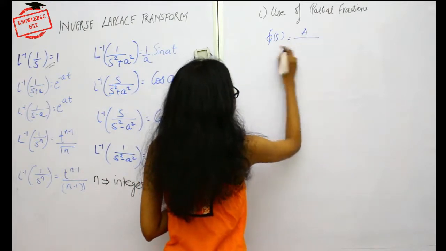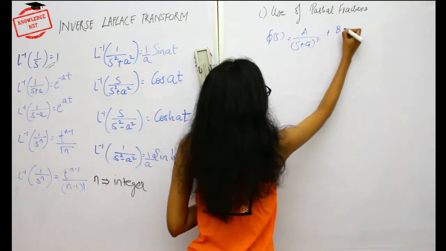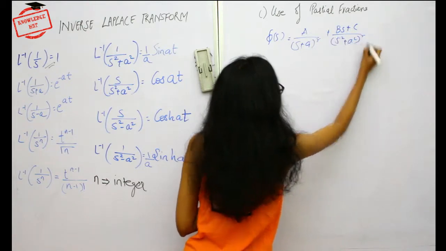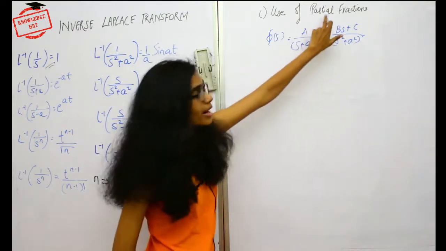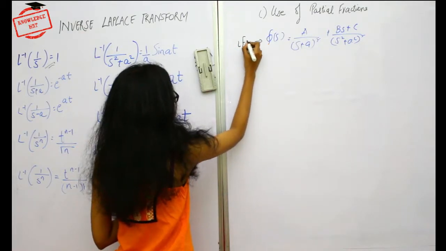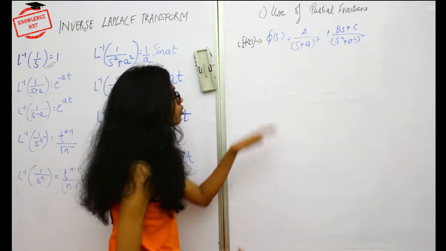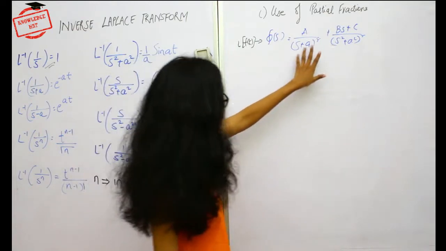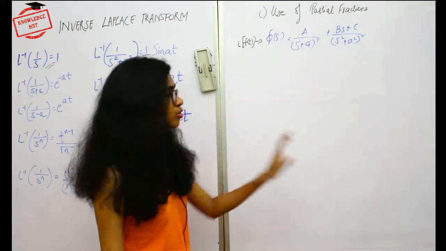Phi of s will be expressed as A on (s plus a) the whole raised to r, plus (bs plus c) upon (s square plus a square) the whole raised to r. Okay, so this is nothing but expressing phi of s in terms of partial fractions. Phi of s is nothing but Laplace of f of t. Yes, phi of s. So what we do? We express phi of s, which is nothing but Laplace of f of t, in terms of partial fractions, and then after that we apply standard functions to get answers.